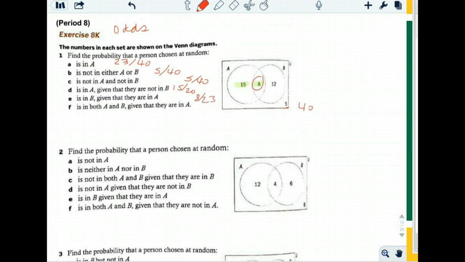Is in both A and B given that they are in A? Given that they are in A. So given that they're in green, what's the probability that they're in both A and B? So that would be 8 out of 23 also. Okay, all right.